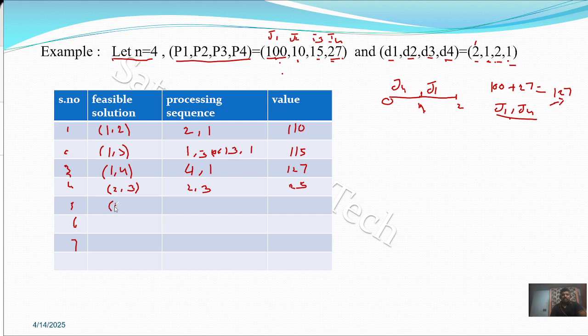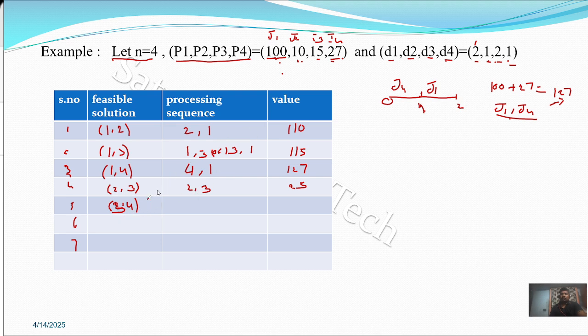Then you can consider 2 to 4, job 2 and job 4. What is the profit for 2 to 4? It is 10 and 27. But the deadline of the second job is 1 and the fourth job's deadline is also 1. So that means you can complete either 2 or 4. Either you can complete only one job, and you consider that job.